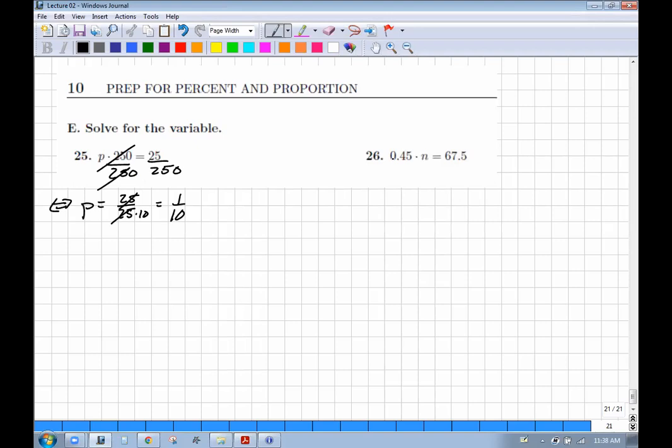Over here, the n is being multiplied by a 0.45. So I'll divide both sides by 0.45. So I'm left with n equals 67.5 over 0.45, which we could plug into a calculator and get another answer, but we don't need to do that. Right now, we're just learning how to solve for n. So that's how you would do that.